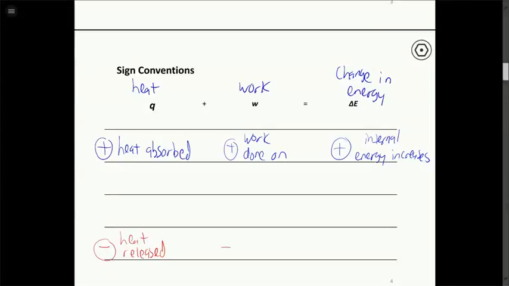And then if we want a negative work term, that means work is done by the system. So if the system is what's doing the work, that means it has a negative W term. And then if you have both negative Q and negative W, that means delta E has to be negative, which means the internal energy decreases.